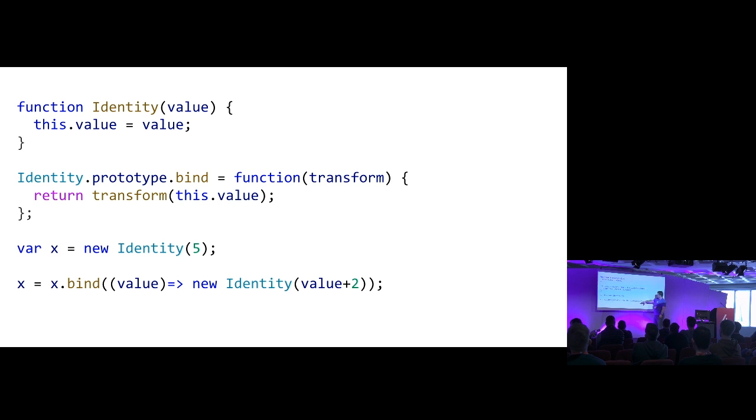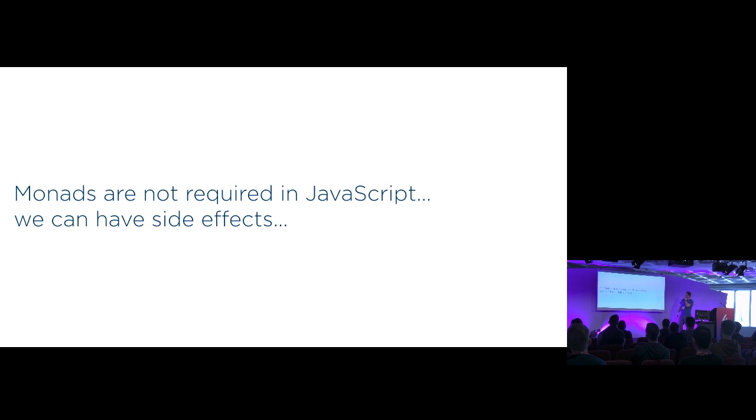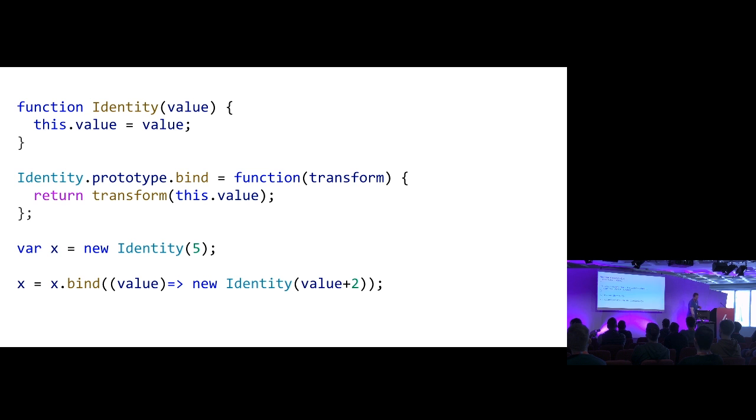Ultimately, what you end up with is something like this: x.bind value, and it returns a new identity with 2 added to the value. So basically, every time you change something on a monad, you are creating a new thing and passing the new thing back. Why? Because things are immutable, right? This becomes complicated. I'll come back to that in a second.